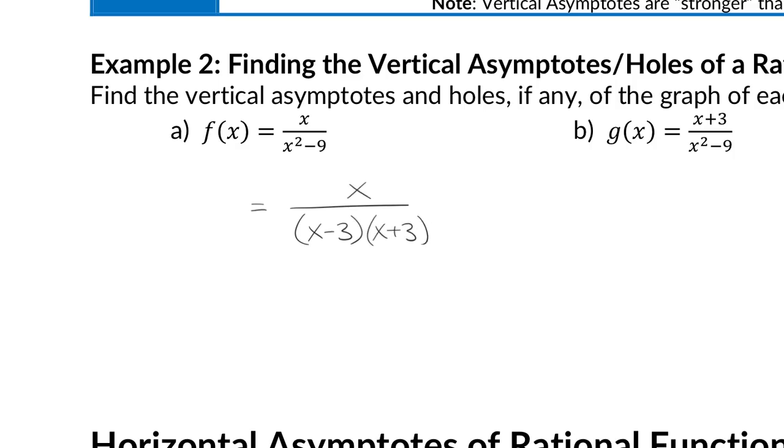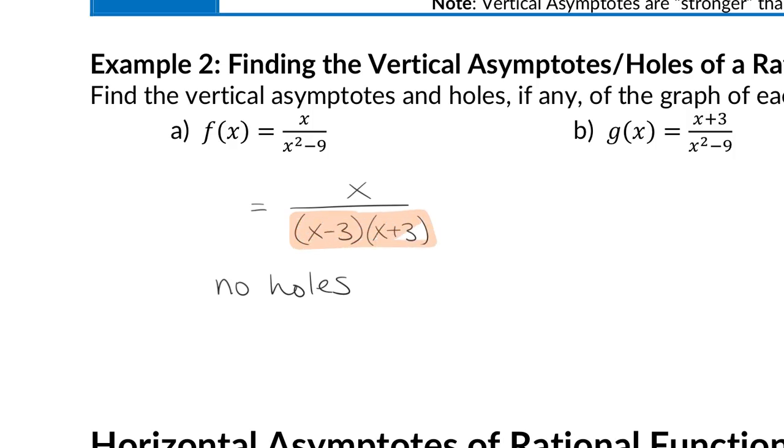When we see it in factored form, are there any common factors on the top and bottom? Like the same exact parentheses? No. So there are no holes for this rational function. There are, however, two vertical asymptotes.